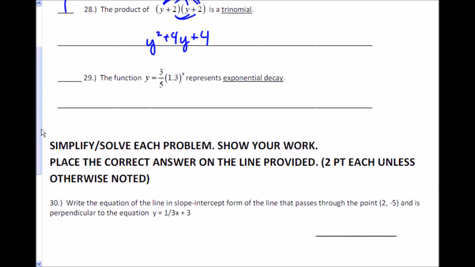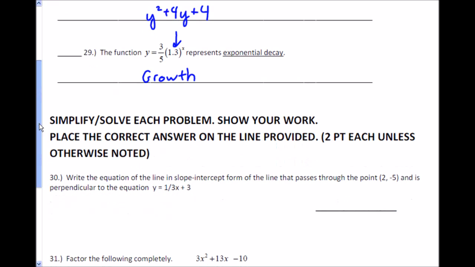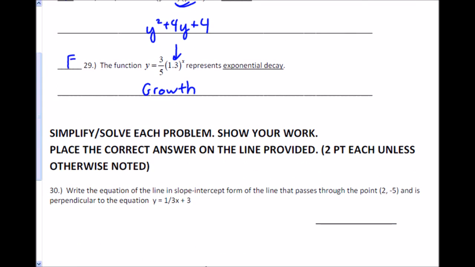Number 29, it says the function y equals 3/5 times 1.3 raised to the x represents exponential decay. And really, this one is an exponential function, but this one's actually exponential growth because the b value is greater than 1. Okay, so the thing that's being raised to that exponent is greater than 1, which makes it exponential growth. Okay.